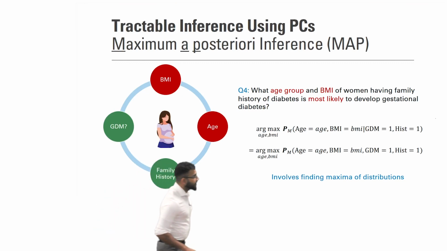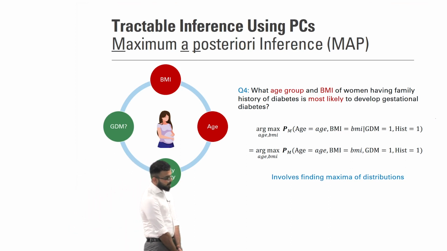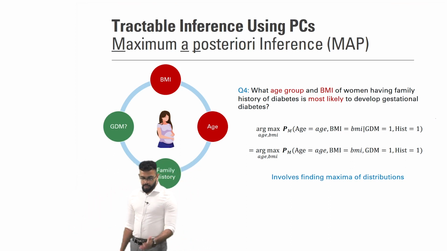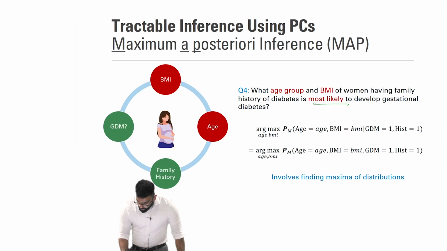All right, so now let's look at the fourth query, which is a bit more complex. What you're saying is, you're looking at what values of random variables maximize your joint density. So you're interested in performing an argmax operation defined over your joint probability mass function or density function. In this case, you're asking what age group and BMI of women having family history of diabetes is most likely to develop gestational diabetes, right? So you know that GDM is 1, history is 1, and you are interested in finding the argmax over age and BMI that maximizes this particular density.